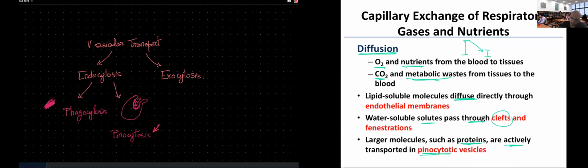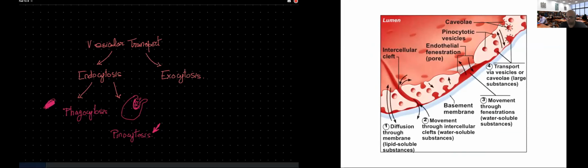So if I'm trying to transport large chemical compounds, the best way is to allow this to take place by pinocytic vesicles through pinocytosis. So again, diffusion of the lipid-soluble substances can simply take place through the plasma membranes of my endothelial cells. I have no problem with that. Movement of the water-soluble substances is going to take place between the cells through the intercellular clefts or through the fenestrations located inside the endothelium. If you are transporting larger chemical compounds, they will require a vesicular transport in which you form a vesicle that will surround the substance in a liquid form. We call this pinocytosis.